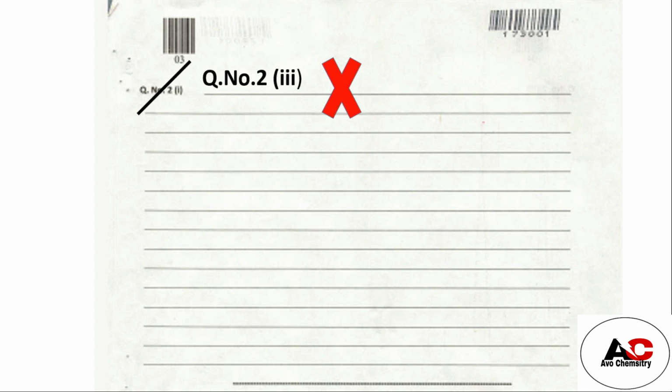And the second most important thing is that there is no need to write the question. It's understood if it is written question number 2 part 1, question number 2 part 2, question number 2 part 3. It shows that you have to attempt those parts. So there is no need to write the question. And the other most important thing is that there is no need to write Bismillahirrahmanirrahim.